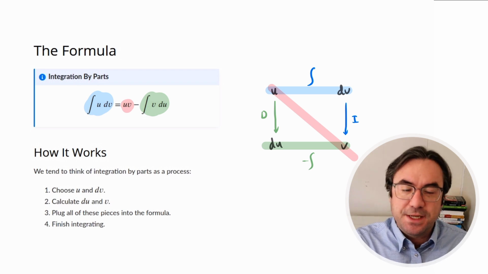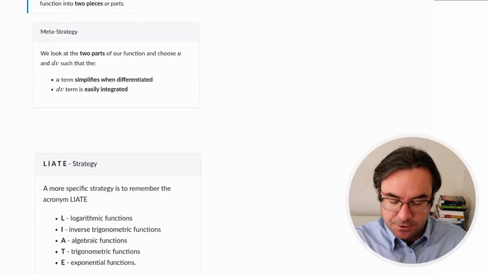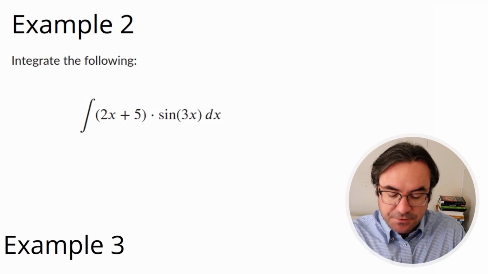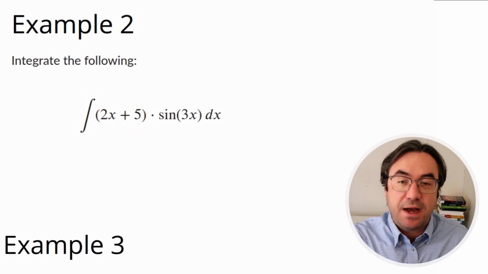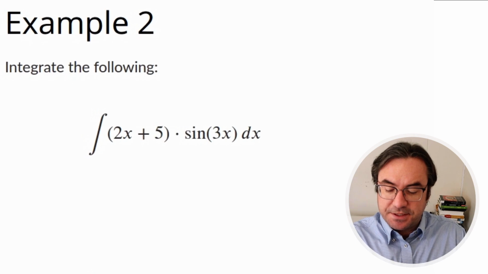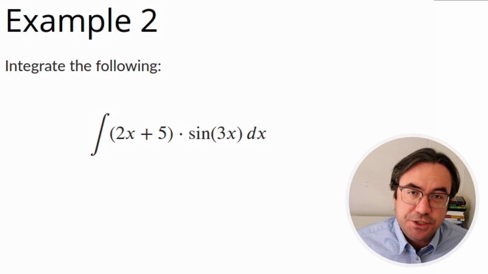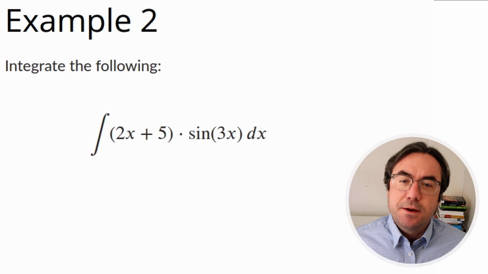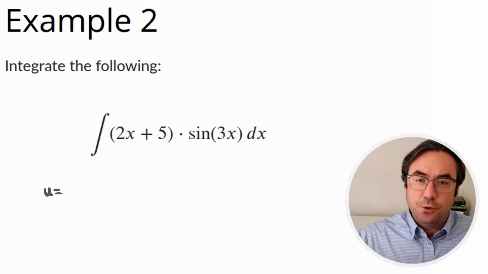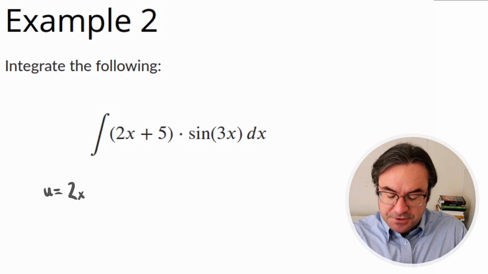All right, so let's try one more example. So let's look at example 2. We have this function, the integral of 2x plus 5 times sine of 3x, and we want to integrate this thing. For right now, we'll get into the strategy in a little bit, but right now, let's go through the process. So we're going to choose u, and our choice for u here, I'm just going to say it, is 2x plus 5.